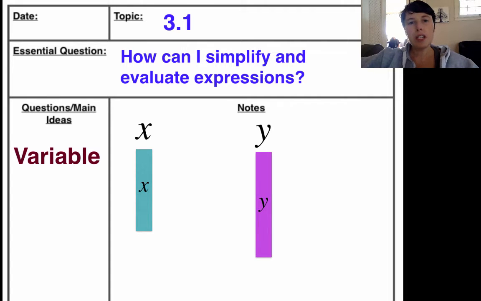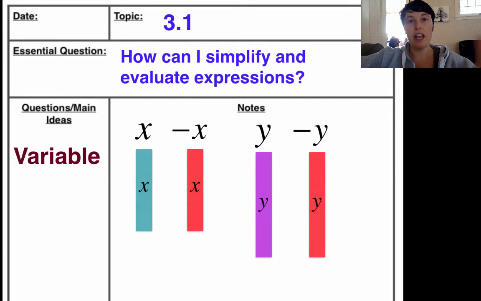And I want to introduce an idea to you. If you've used the tiles before, they're double-sided. They have a color, but on the back side, they're always red. And the red represents the opposite. It represents the negative values, the negative X or the negative Y.